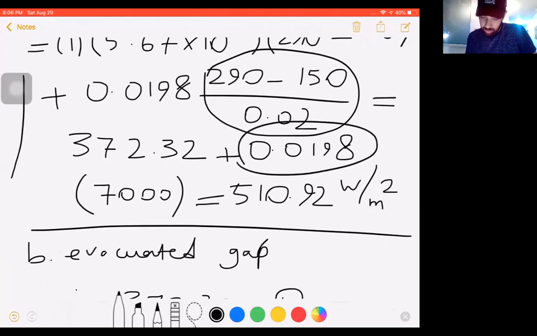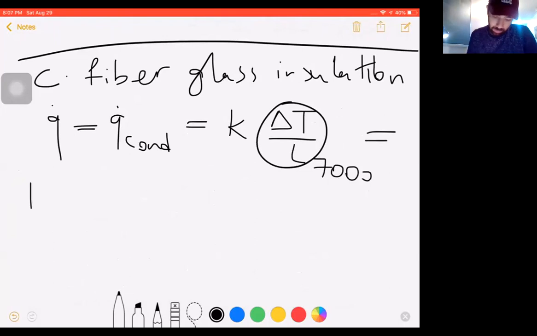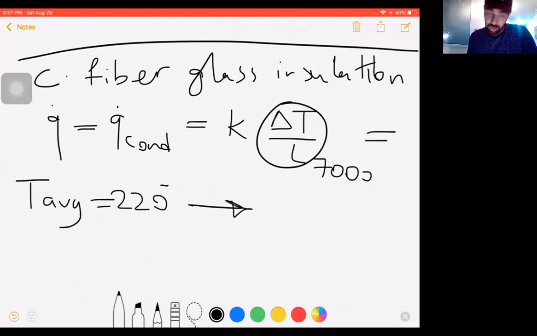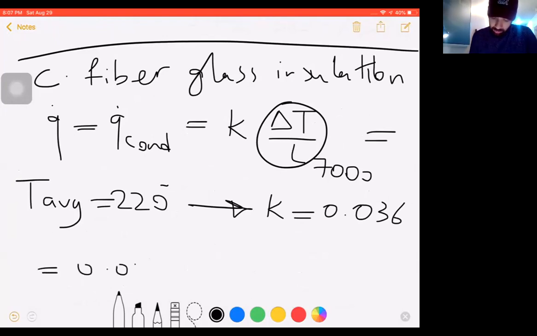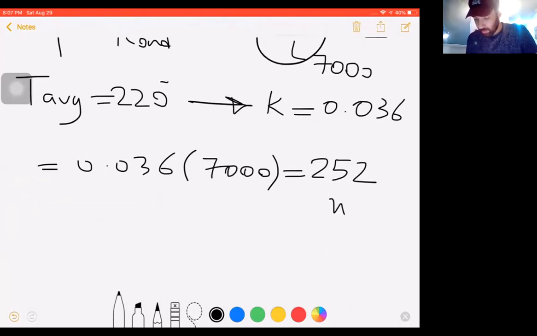But this amount, which is the constant for the fiberglass, can be found based on the average temperature, which was 220. If you check it in the table, the K of fiberglass should be equal to 0.063. So 0.063 times 7,000 is equal to 252 watt over meter squared.